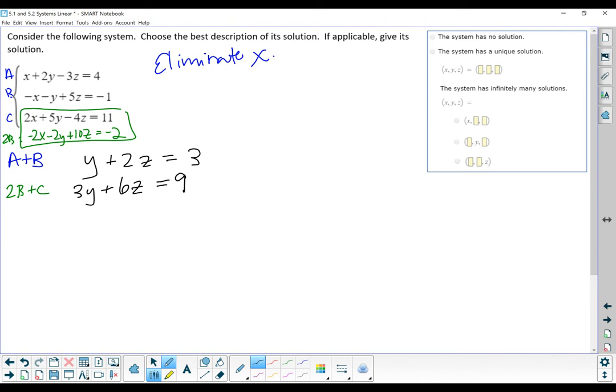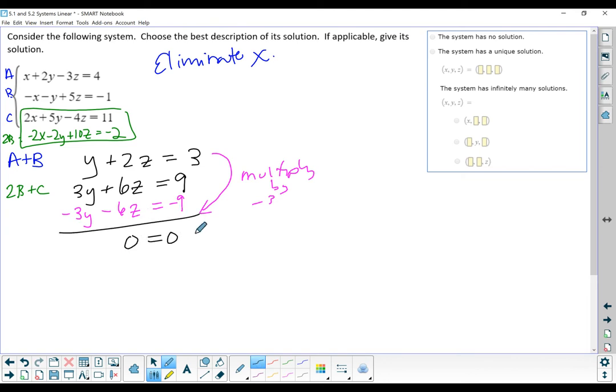So we have a system of 2 variables with 2 equations here. Let's try to eliminate our y now. So I'm going to multiply this one by negative 3 and write it underneath. So this is negative 3y minus 6z is equal to negative 9. When I add those together, I get 0 equals 0. This is true, which means that there's infinitely many solutions.